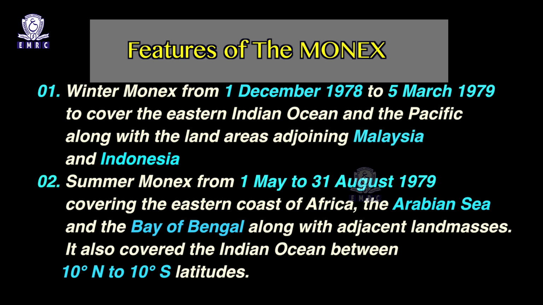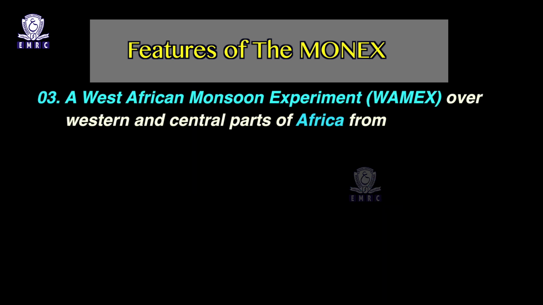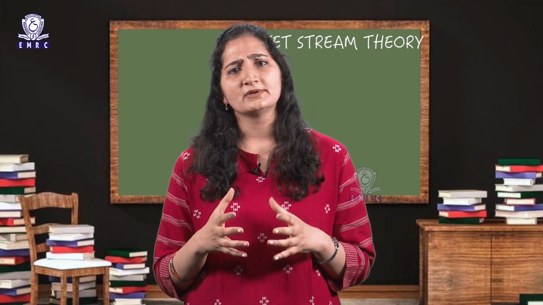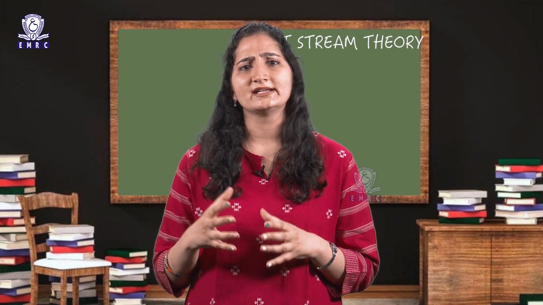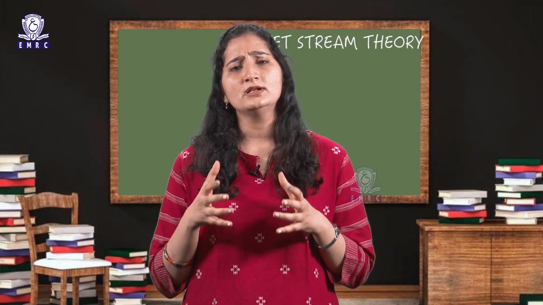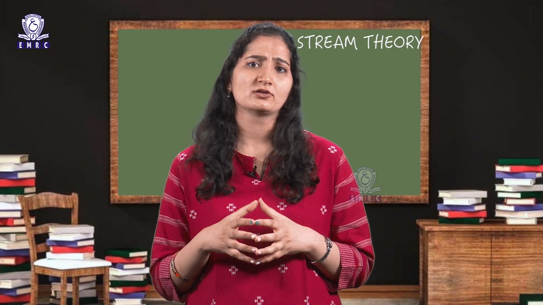It also covered the Indian Ocean between 10 degrees north to 10 degrees south latitudes. Third, a West African monsoon experiment over western and central parts of Africa from 1st May to 31st August 1979. A strong anticyclone developed in the Arabian Sea in the summer of 1979. Therefore, 1979 was not a normal monsoon year and the MONEX failed to study the normal behavior of the monsoons.